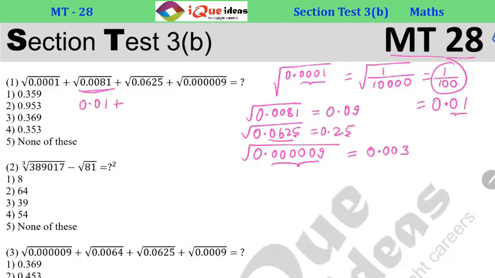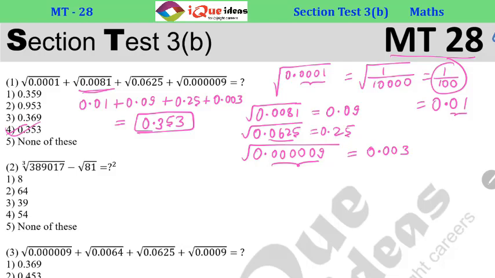0.01 plus 0.0081 square root will be 0.09 plus 0.0625 square root will be 0.25 and the last one will be 0.003. So if you add all of them, we will get 3 here in the end, then 5 and 9 and 1, 9 and 1, 10 and 5, 15, so 5 here, then 1 carry forward, 2 and 1, 3, so it is 0.353 is the final answer, which is 4th option.